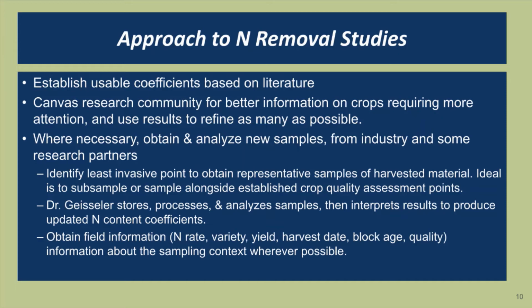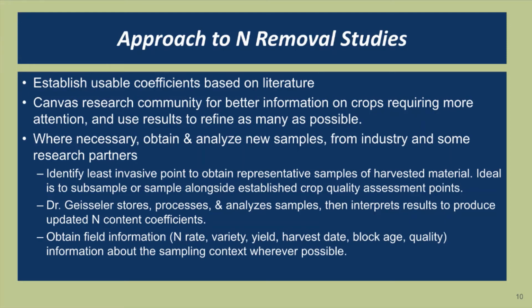The approach is to identify the least invasive point to obtain representative samples of harvested material. That makes things more convenient for everybody, the people providing the samples as well as ourselves. And then the ideal is to subsample or sample alongside some established crop quality assessment points. All crops are assessed for quality so that they can figure out how much payment is due to the grower, for example. And so those are the best intervention points. You're sort of piggybacking on a process that's already in place.